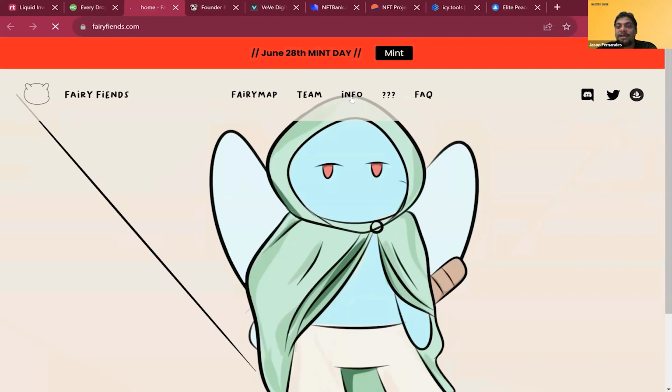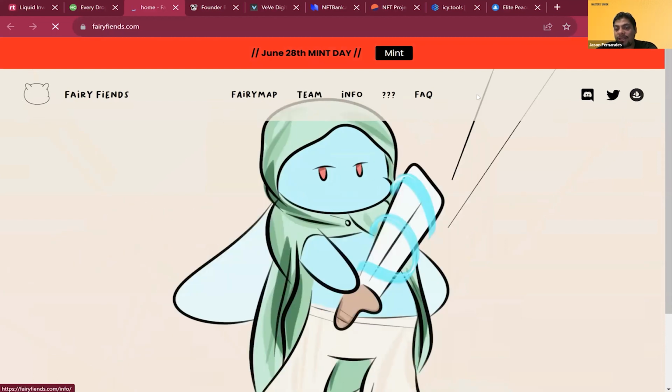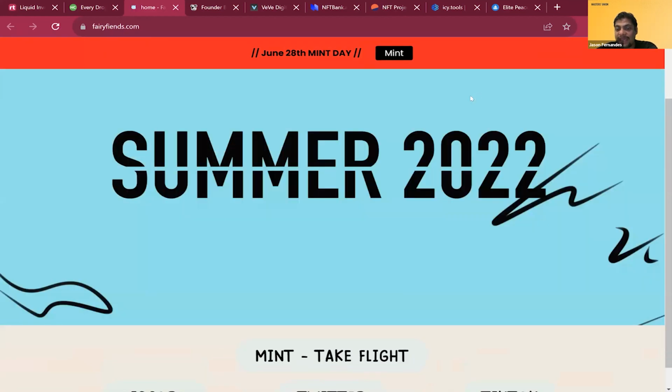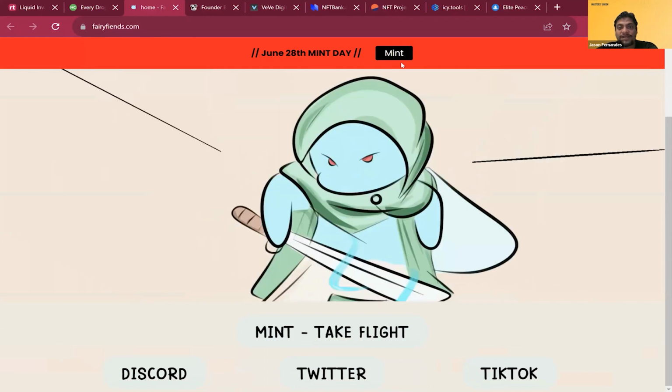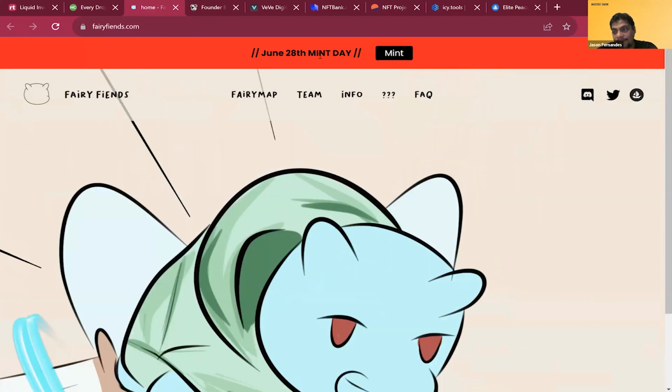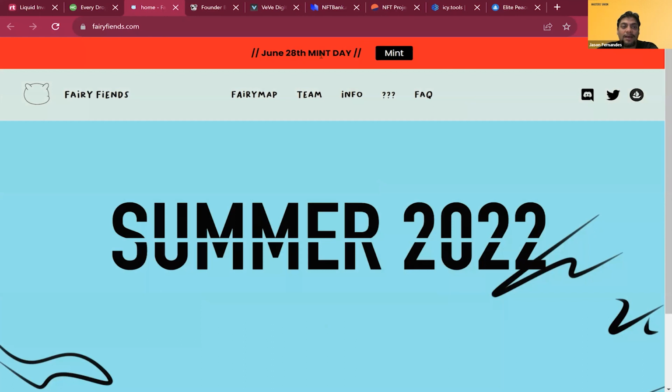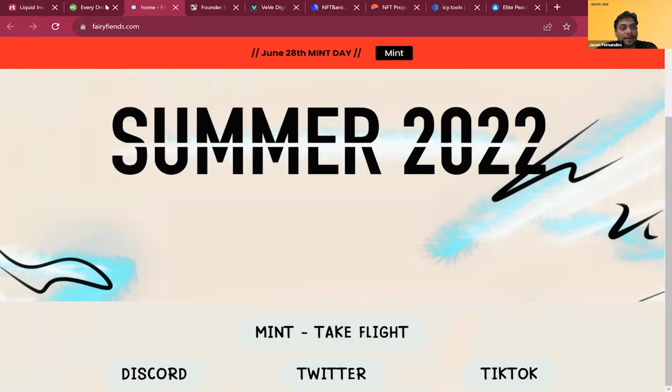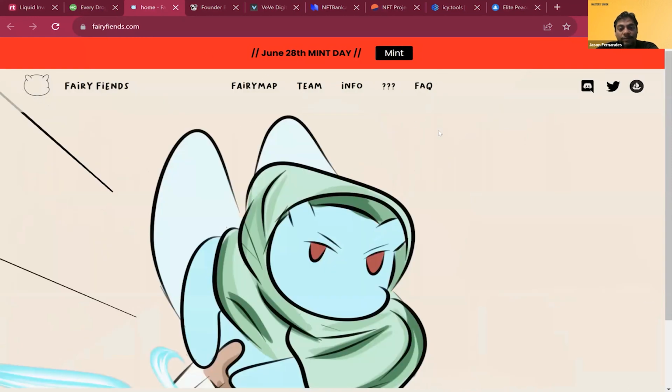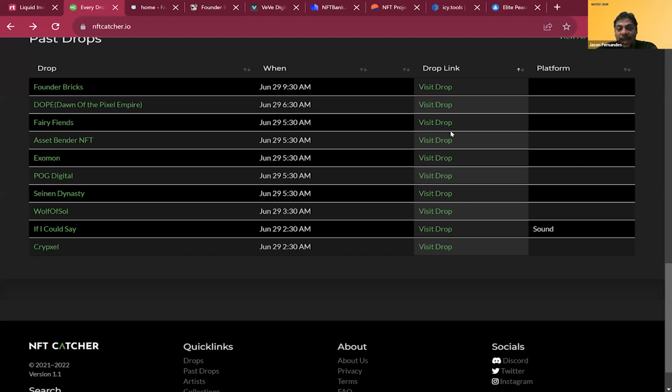When you're actually making this, you realize the kind of artwork that works, the kind of design that is considered conventional. So for example, June 28th, mint day, I believe that was yesterday, so these are probably already minted. Actually, just a second. If I'm looking at this, it was actually minted today. So they probably minted it a day late.